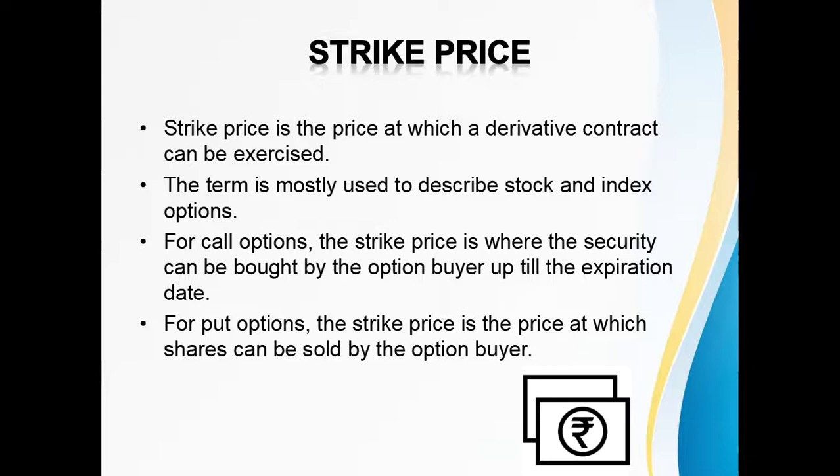Now let's look at strike price. Strike price is the price at which a derivative contract can be exercised. The term is mostly used to describe stock and index options. For call options, the strike price is where the security can be bought by the options buyer up till the expiration date. For put options, the strike price is the price at which the share can be sold by the options buyer.